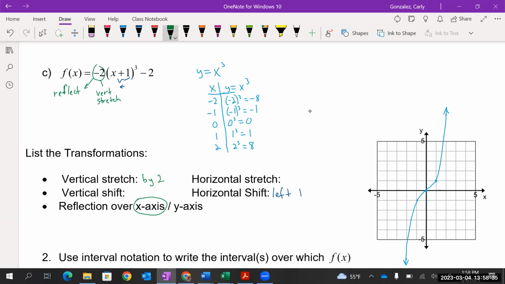And then last but not least, we have this -2 outside the function. So again, adding and subtracting will always be shifts. And when it's outside the function, we will shift up or down, same direction as the sign. So the -2 takes us down 2 units.